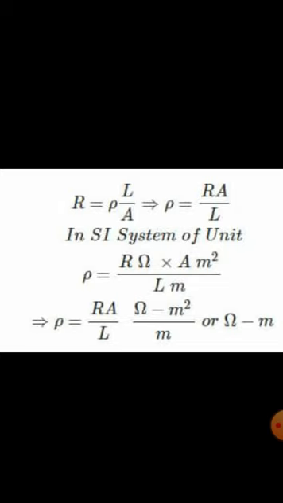That means the specific resistance or resistivity is nothing but the resistance of a conductor of unit length and unit cross-sectional area. I repeat, resistivity of a conductor is the resistance of the conductor of unit length and unit cross-sectional area.